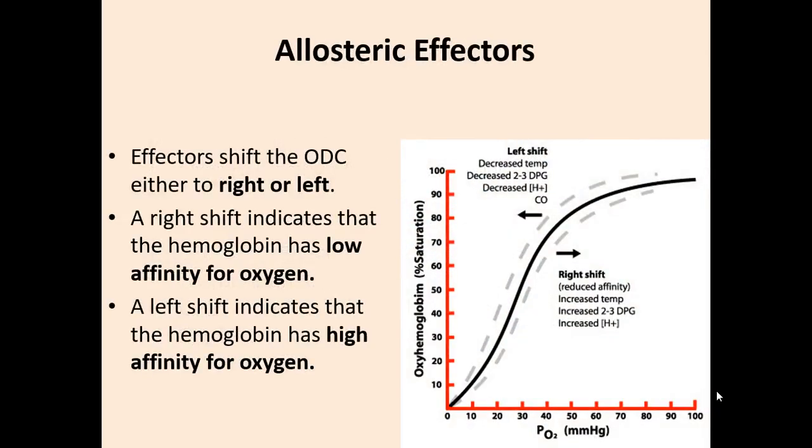Allosteric effectors shift the oxygen dissociation curve either towards right or left. Here you see that a right shift indicates the hemoglobin has low affinity for oxygen, and a left shift indicates the hemoglobin has high affinity for oxygen.